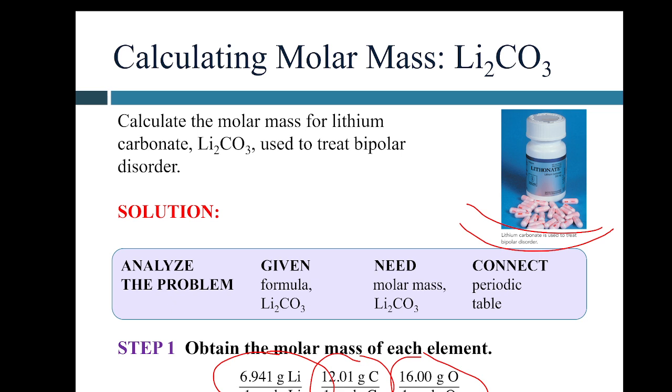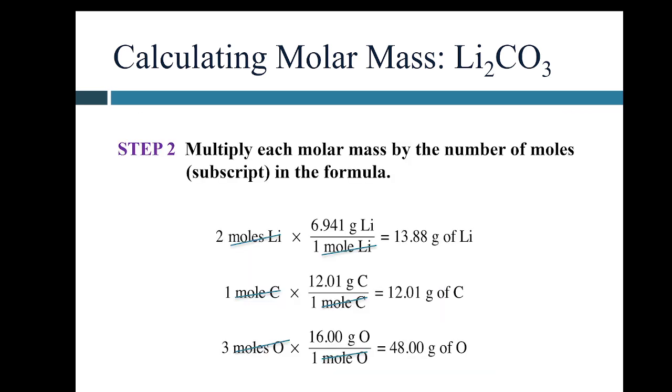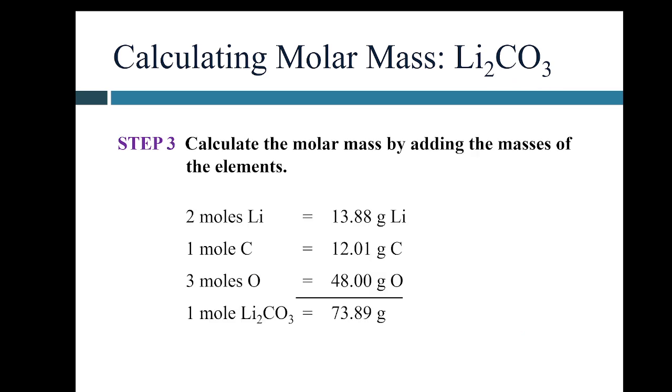You got it. We have to multiply lithium by 2. We multiply the carbon by 1, again, because there's 1 of them, and oxygen by 3. We'll get these numbers out when we multiply them. What do we have to do to those numbers? Add them together or get the sum, right? So we add them together, and that gives us that right there.